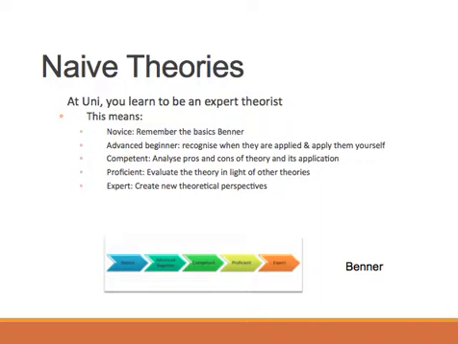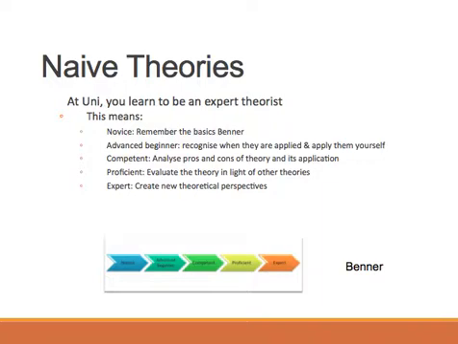So at university, that means you learn to become an expert theorist. You take this process that a very clever person by the name of Benner discussed, of going from a novice theorist to an expert theorist. As a novice, when you start university as an undergrad, you might remember the basics of a theory. You just remember the basics. As you become more advanced, you can recognize theories where they're being applied by other people. If somebody else applies, for example, a Weberian perspective without even mentioning the word Weber, you'll realize, oh, that person's applying Weber. And you'll be able to start to apply Weber or Durkheim or Marx by yourself. Then you develop competency.